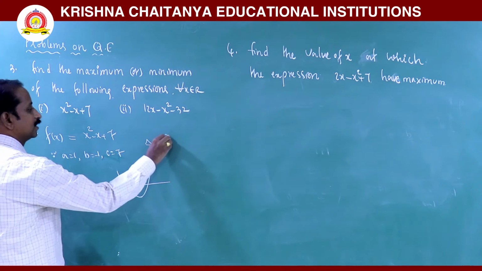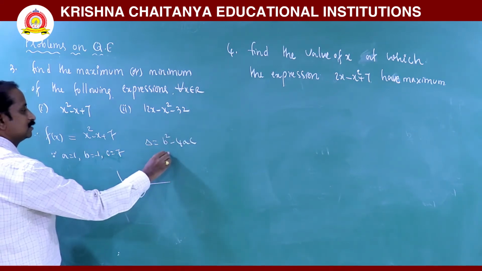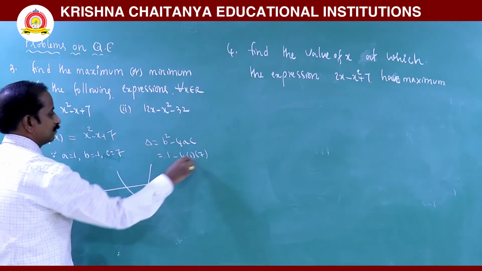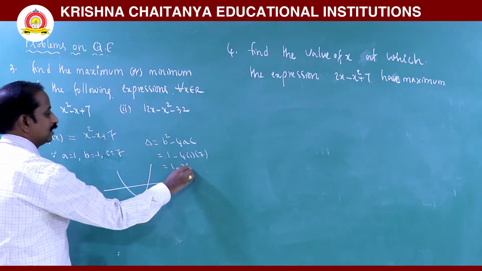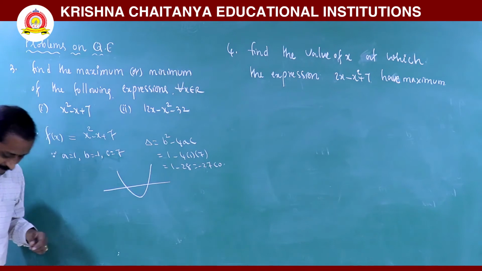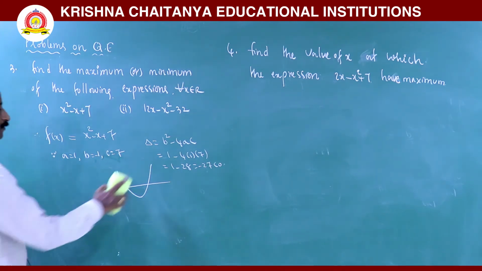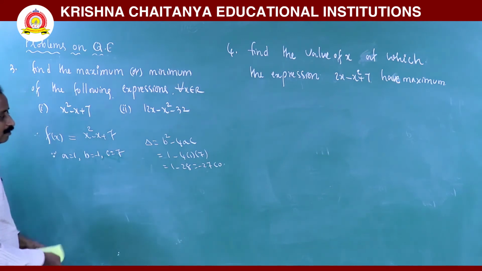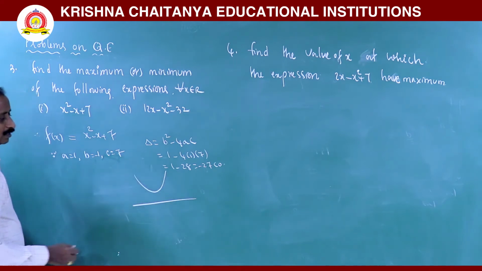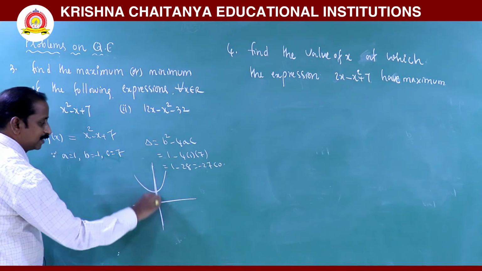b square minus 4ac means 1 minus 4 into 1 into 7. So 1 minus 28 is nothing but minus 27, which is less than 0. So if it is less than 0, the roots are imaginary. Imaginary means the graph is completely like this. Now we know that this is the symmetric line.